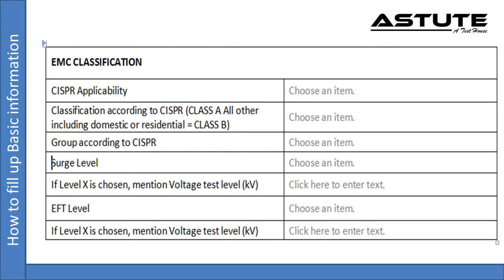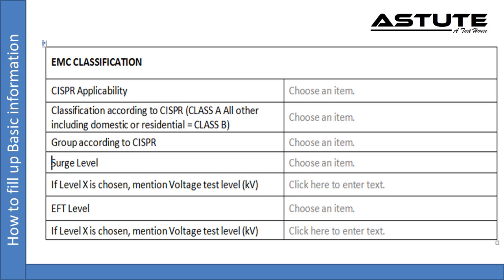In this section, you have to identify applicable limits for your equipment under testing. Please note that CISPR 11 can be used for industrial, scientific, and medical equipment. If the equipment under testing falls under the category of household appliances, CISPR 14 limits can be used, and for electrical lighting and similar equipment, CISPR 15 limits can be used.